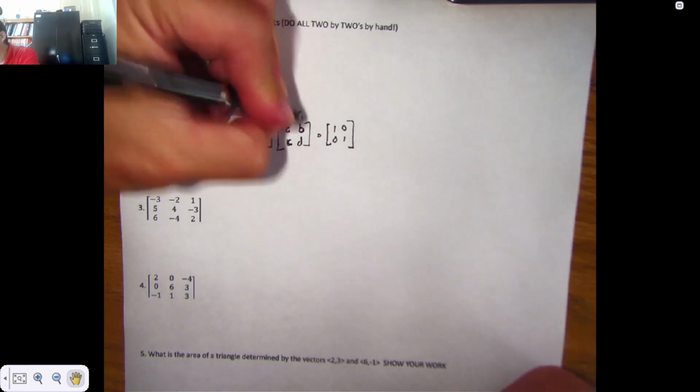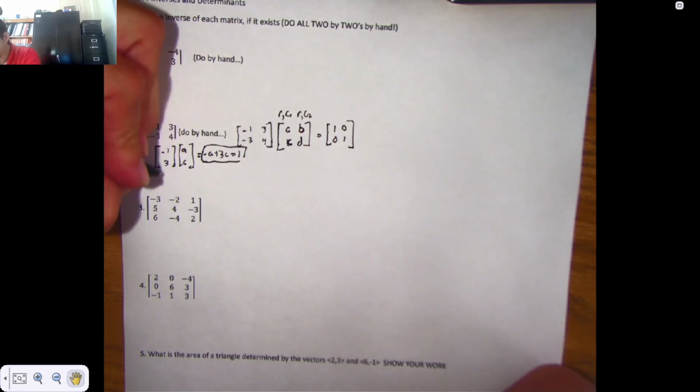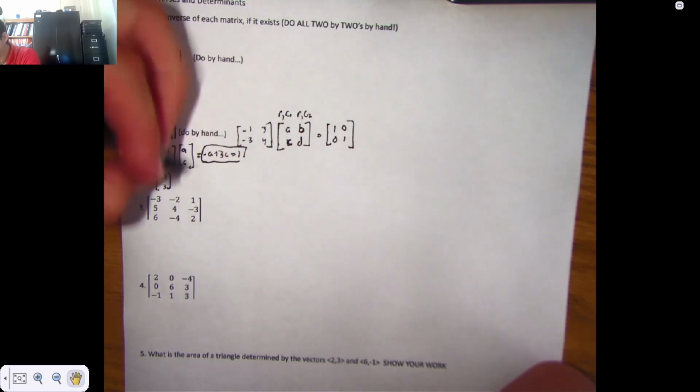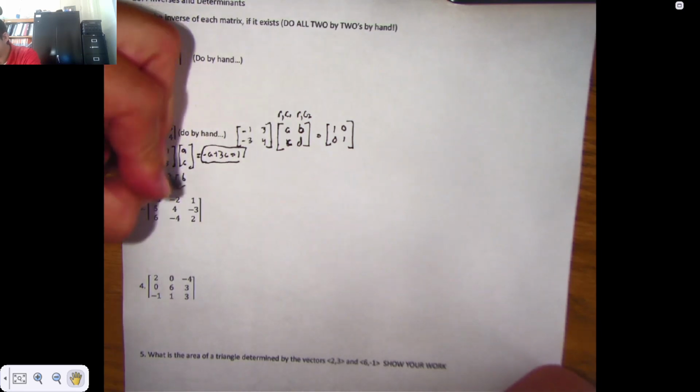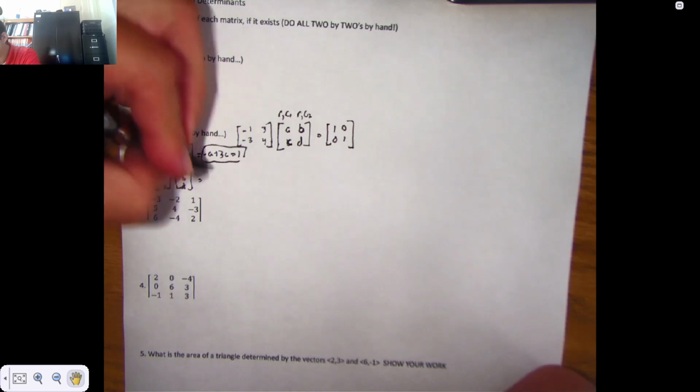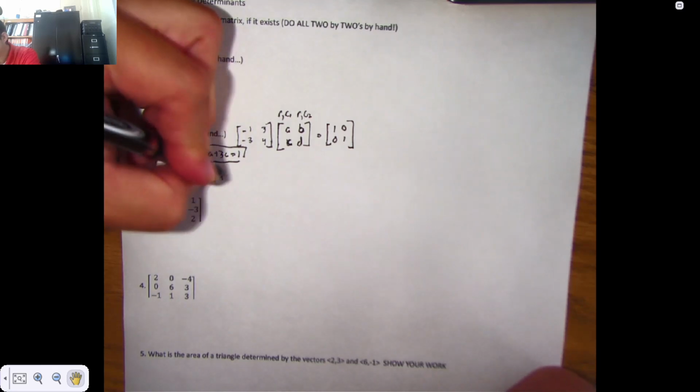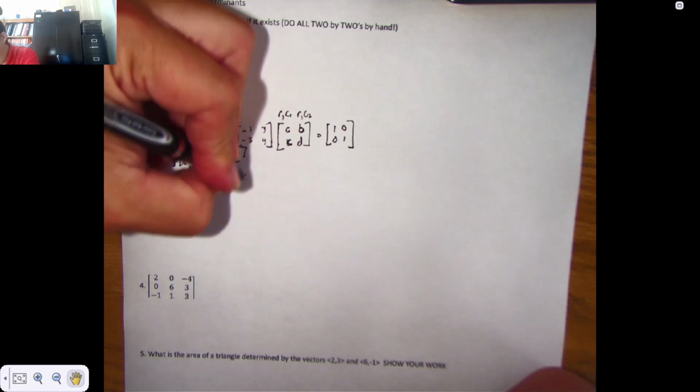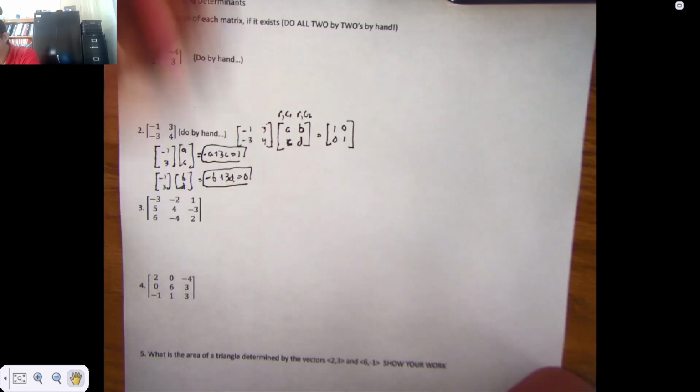Now I'm doing row 1, column 2. So again, negative 1 and 3. And I'm supposed to multiply it by B and D. And that will give me negative B plus 3D, and it has to equal 0. There's 2 equations, all right?